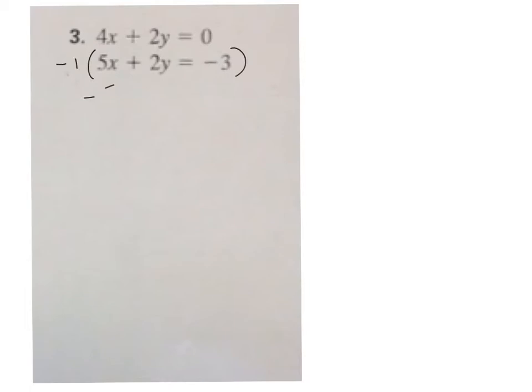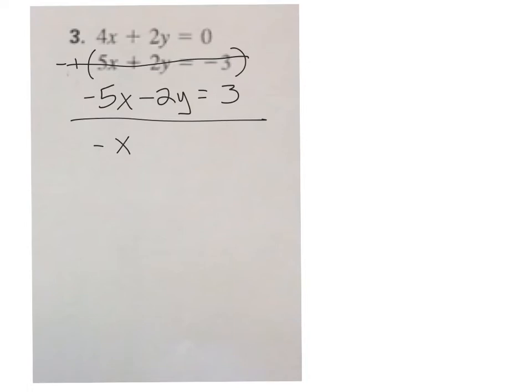That would give me negative 5x minus 2y equals positive 3. Now when I combine the top and the bottom, I'd get negative x, and my y's would cancel, so that's gone, and 0 plus 3 equals 3. Multiply everything by a negative 1, I'd get x equals negative 3.